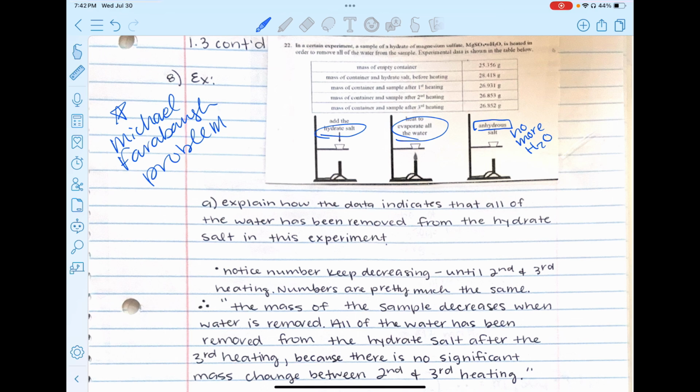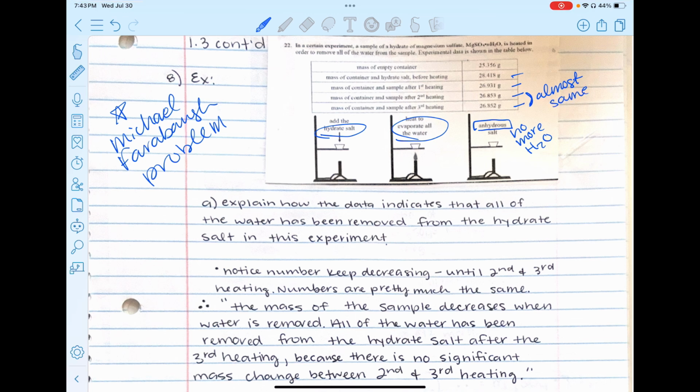How do you know? How can you look at this data and explain that all of the water has been removed? So if you look at this, what I want you to notice is the numbers keep decreasing. We've got 28.4, down to 26.9 to 26.8 to 26.8 again. And if you'll notice, these two are almost the same, very, very close to the same number.